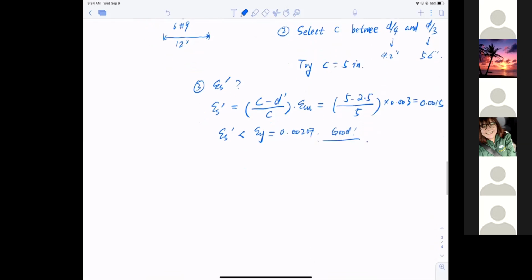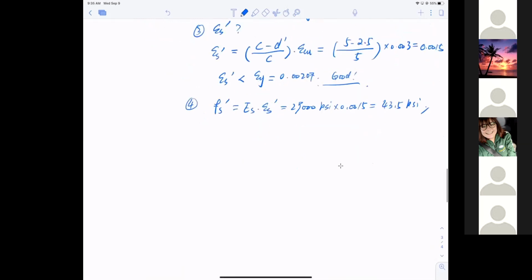We like that. Then we proceed to find the stress in the compressive reinforcement. Fs prime equals Es modulus multiplied by epsilon s prime. That is 29,000 ksi for the modulus, pretty big, multiplied by 0.0015. And I got 43.5 ksi.